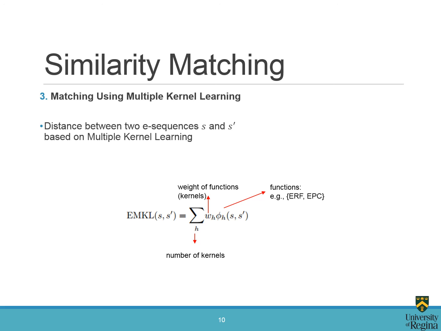The third and last method for similarity matching that we are proposing is using multiple kernel learning. We define a function named EMKL to combine the results of the two other functions that we already defined, ERF and EPC, to get a weighted linear combination of these two functions, and then find the distance between two E sequences S and S prime based on these functions.